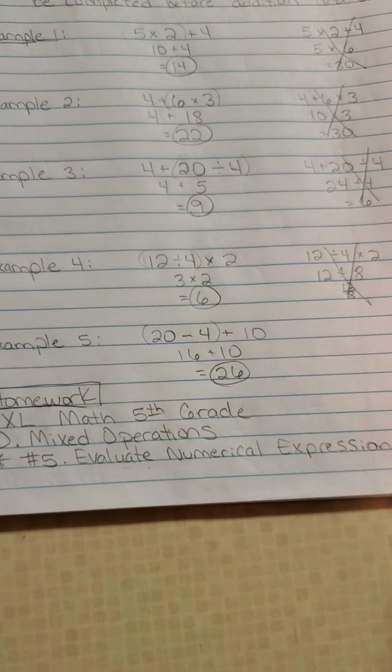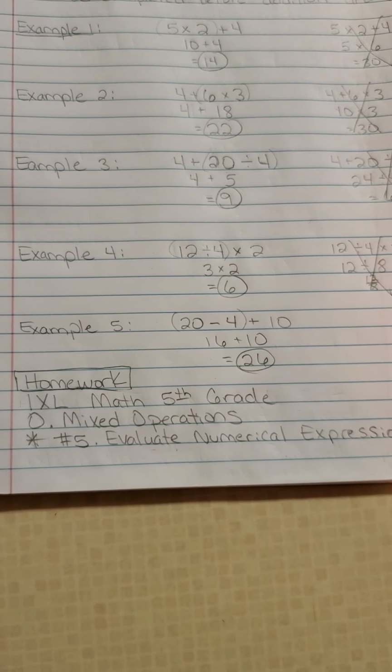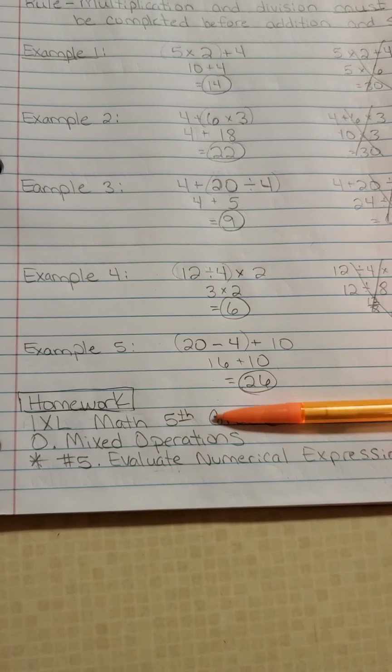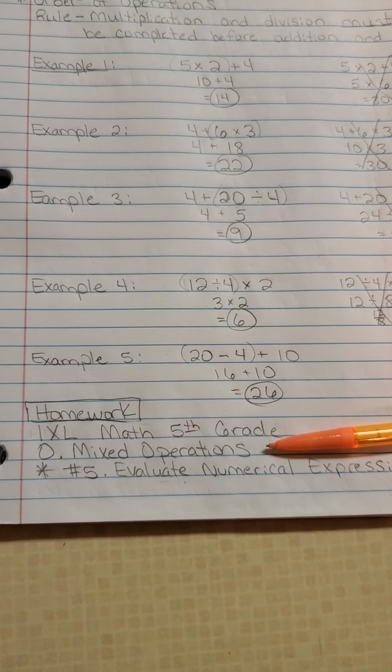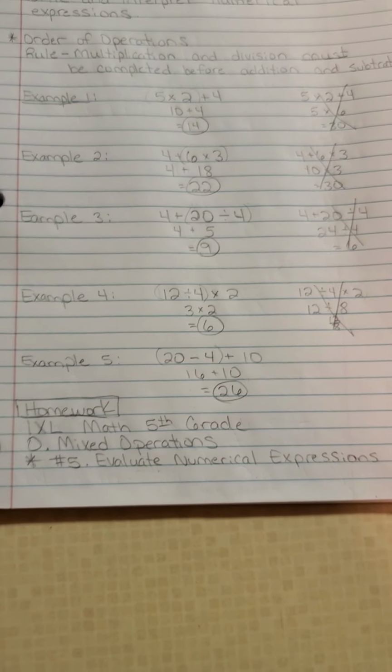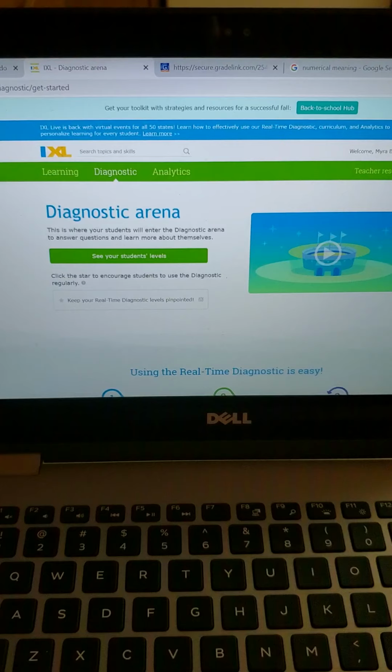So for your homework today, you're going to go into IXL. You're going to go into 5th grade, scroll down to letter O, which is mixed operations, and work on number 5. And I'm going to show you how to get there.